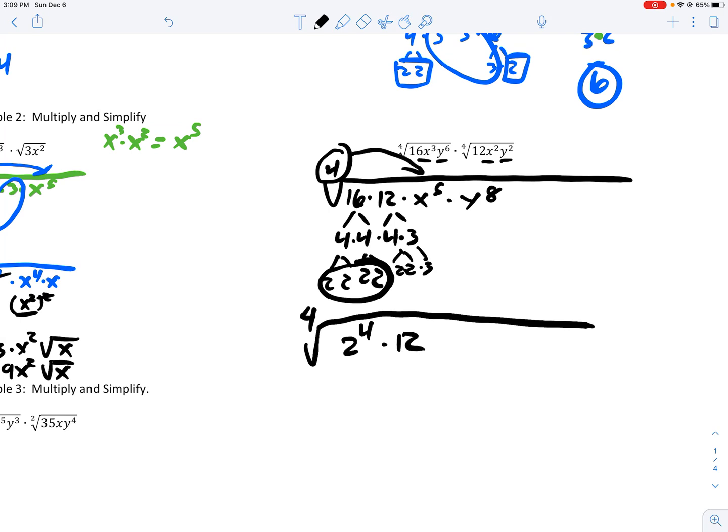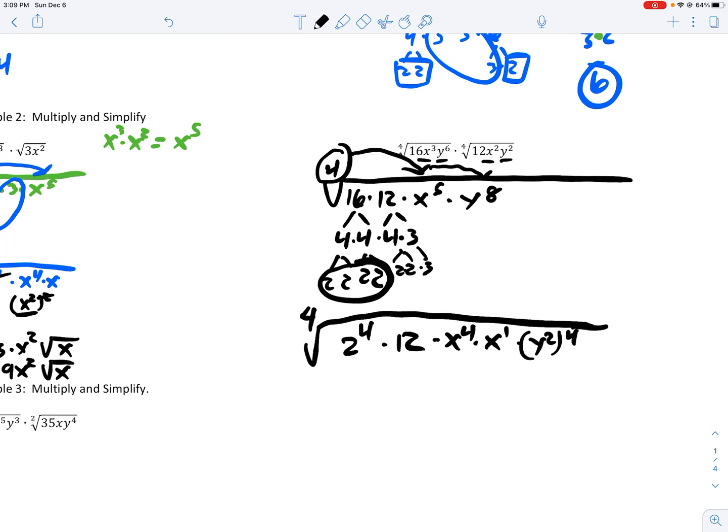4 does not go into 5 evenly, so I'm going to split that up. So x to the 4th times x to the 1. 4 does go into 8 evenly. It goes 2 times. So the number of times is what I'm going to raise it to the power. So y to the 2nd to the 4th power.